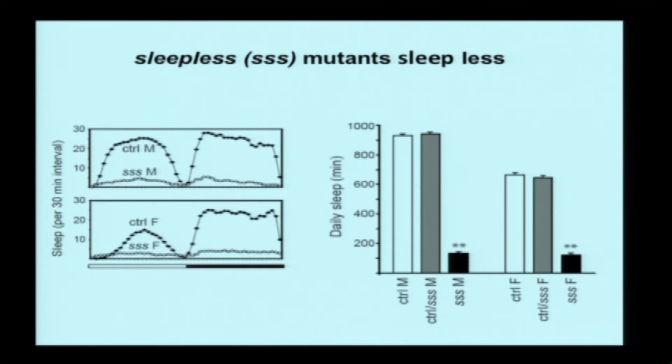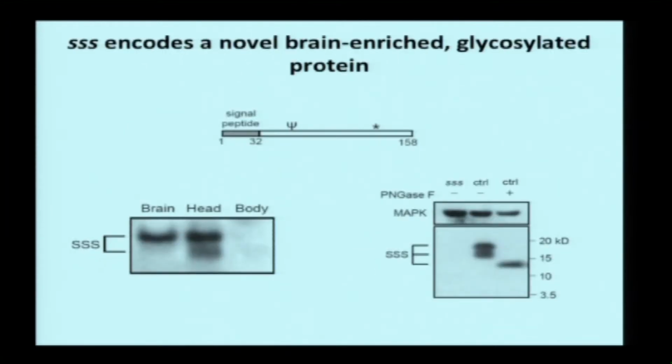Now, we cloned sleepless and found that it encodes a small protein that's present at very low levels in the body, if at all. It's in the head, enriched in brains. It is glycosylated. In fact, it's GPI anchored. You can see that here in that when you treat it with glycosidase, the molecular weight goes down.